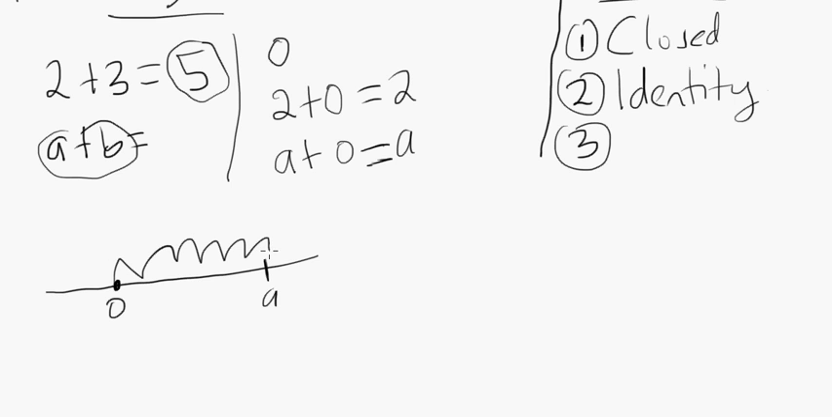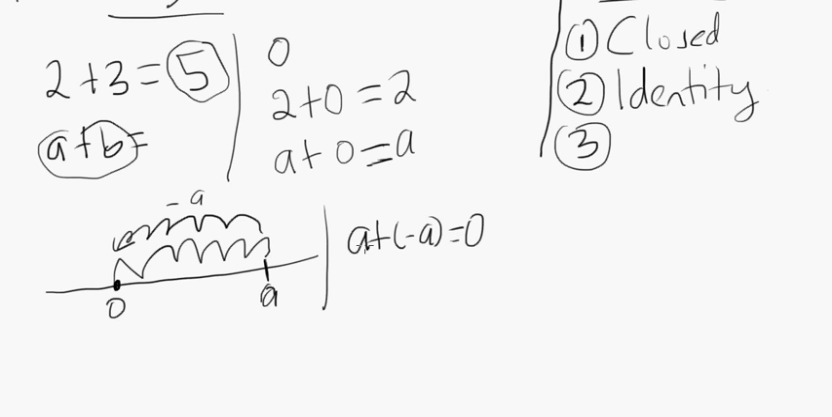I move a units all the way from 0 to a. Well, the inverse kind of corresponds to undoing what I did with a. That is moving backwards. So I move backwards in this direction, right? That would be kind of minus a, moving backwards, right? That is, a plus minus a takes me to the original position where I came from.